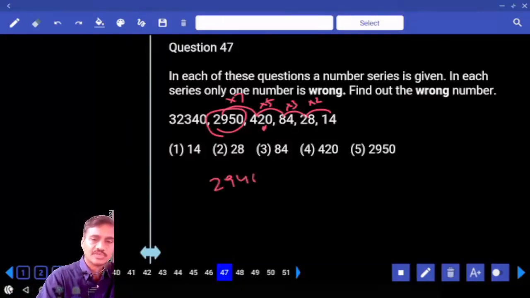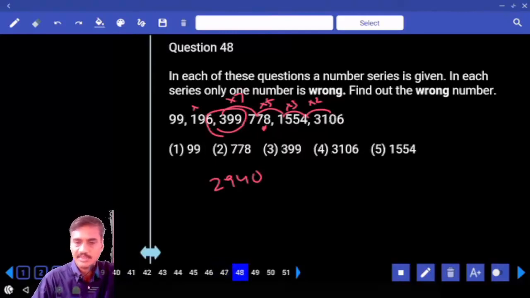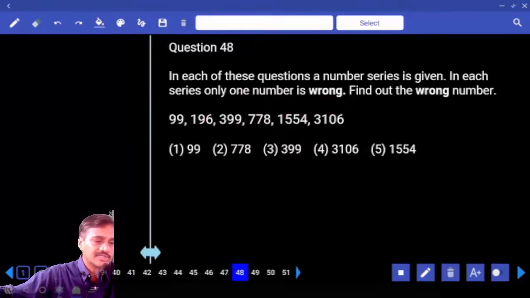2940 should have come, but 2950 is the wrong one. And 2950 into 11 will be 32340. The given numbers are divided by prime numbers starting with 11: divided by 11, divided by 7, divided by 5, divided by 3, and divided by 2. Taking in reverse, it is 2, 3, 5, 7, 11. So what is your answer here? Choice 5, question number 47. And 48.